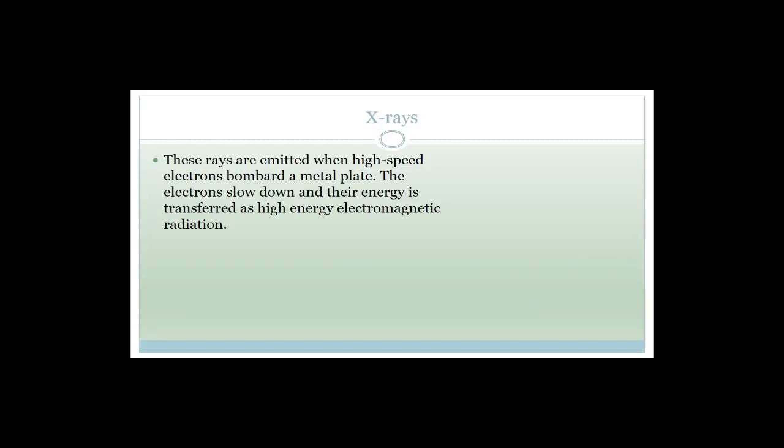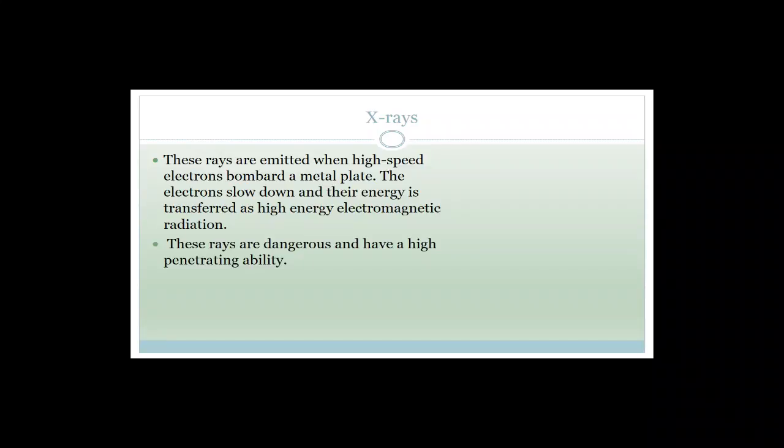Okay, so let's talk about X-rays. We were talking about the different types of rays in the electromagnetic spectrum. Last time we spoke about gamma rays, which were the highest energy rays, found in suns and given off in nuclear explosions. X-rays are the next most energetic. They are emitted when high-speed electrons bombard a metal plate. The electrons slow down and their energy is transferred as high-energy electromagnetic radiation.